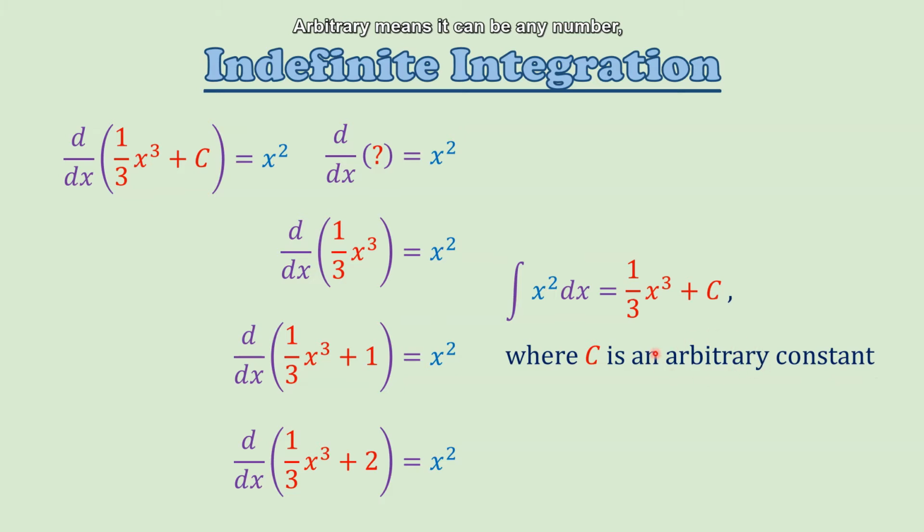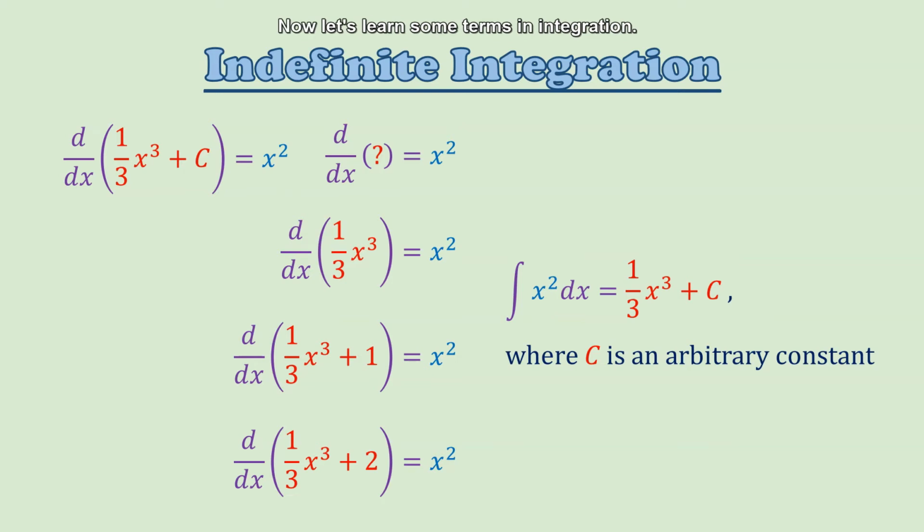Arbitrary means it can be any number, and constant means that this number will not change with x. We can see that this result is not certain because of this arbitrary constant c. Therefore, this concept is known as the indefinite integration. Indefinite means the result is not certain.